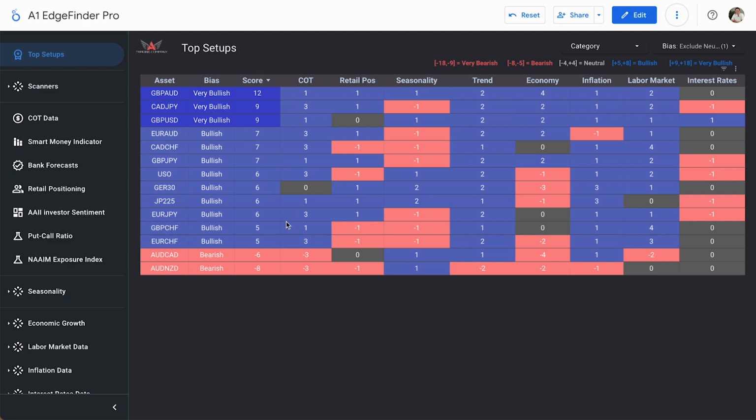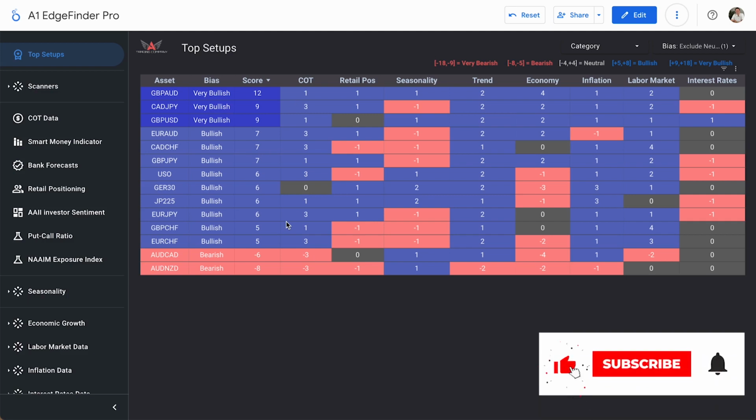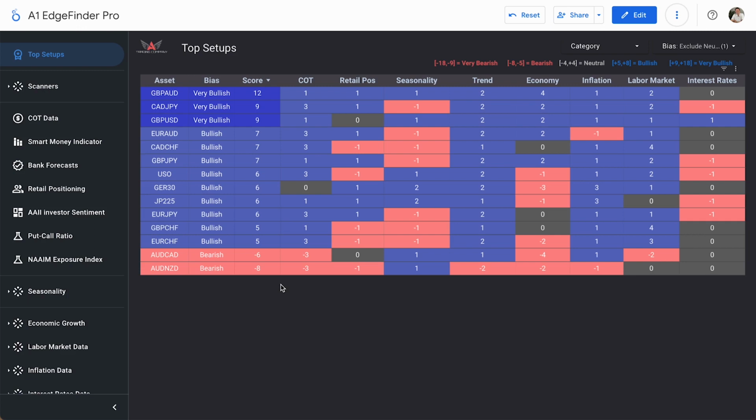Now, something to keep in mind is that the Edge Finder is getting updated multiple times a day, and in some instances, actually multiple times an hour. So the data is constantly being refreshed. It's constantly getting updated. So this actually changes a lot throughout the day sometimes.